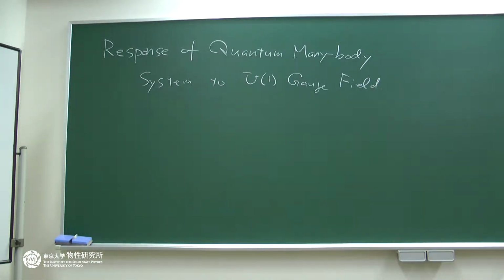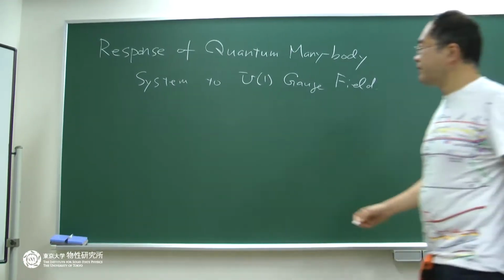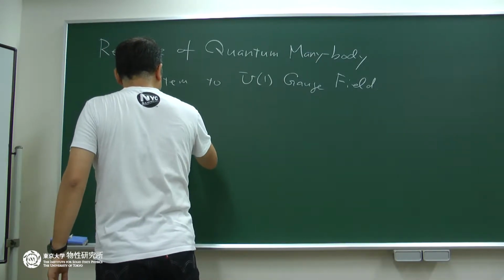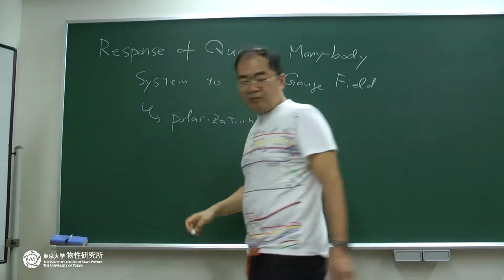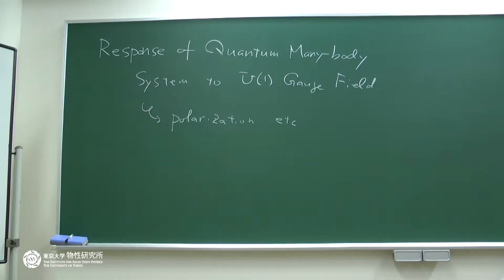I'd like to discuss some rather fundamental subject in condensed matter physics or many-body quantum mechanics. That is how a quantum many-body system responds to a U(1) gauge field or electromagnetic field. And by studying this, we can introduce many concepts like polarization, and I also want to point out a rather surprising connection of this polarization to some other concepts in physics.